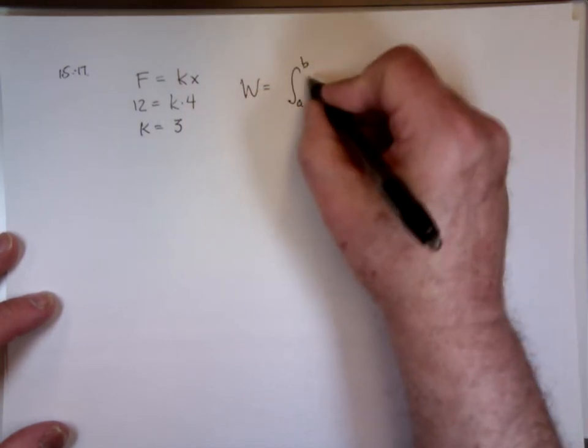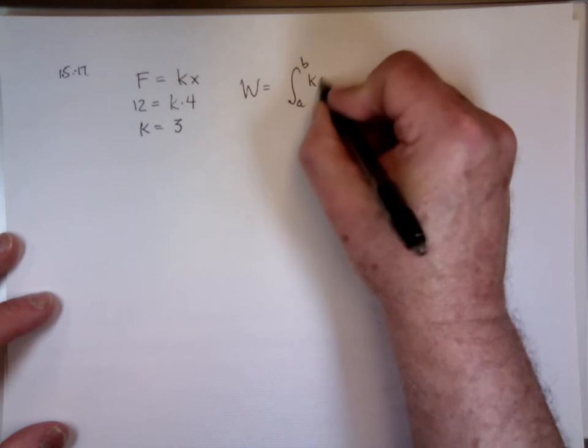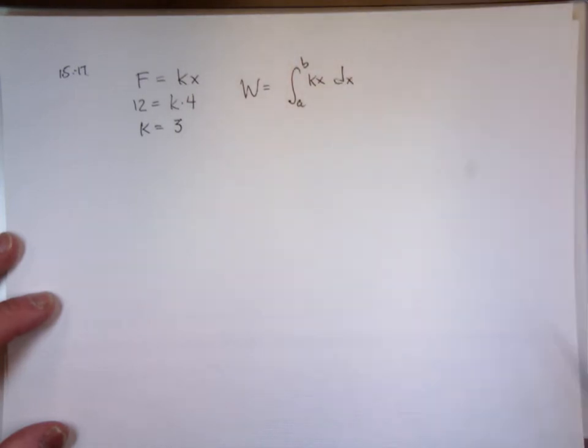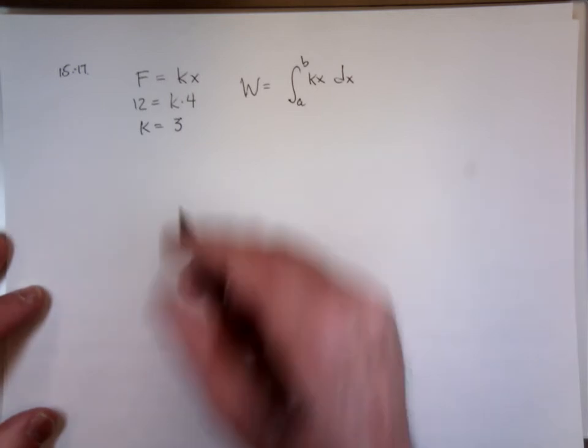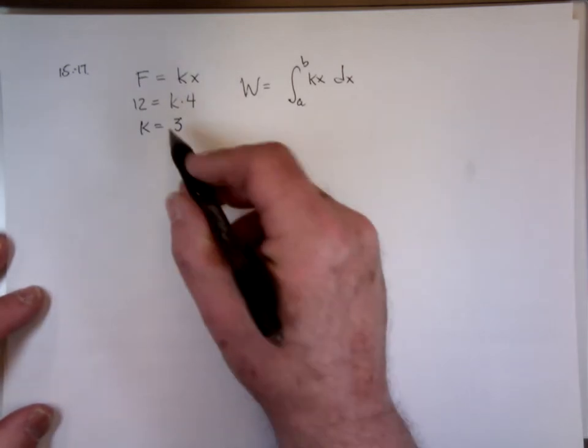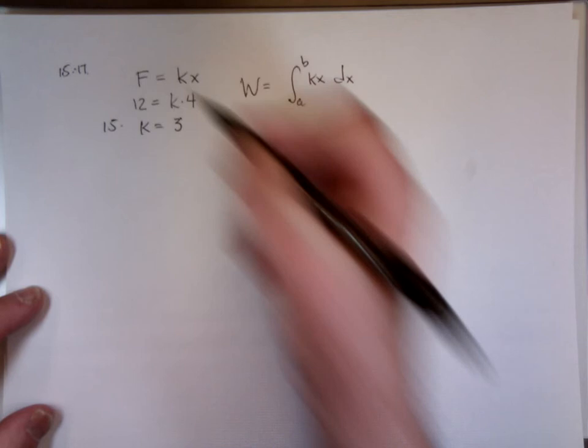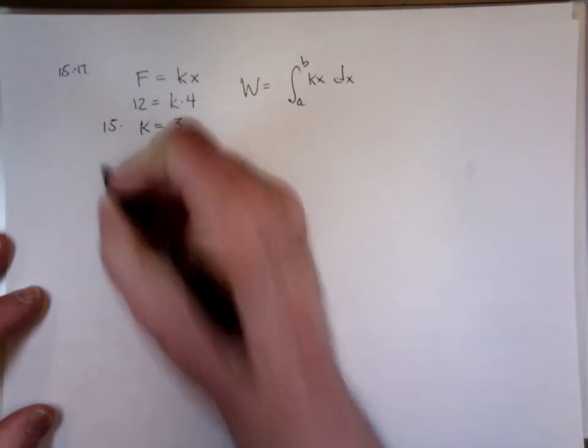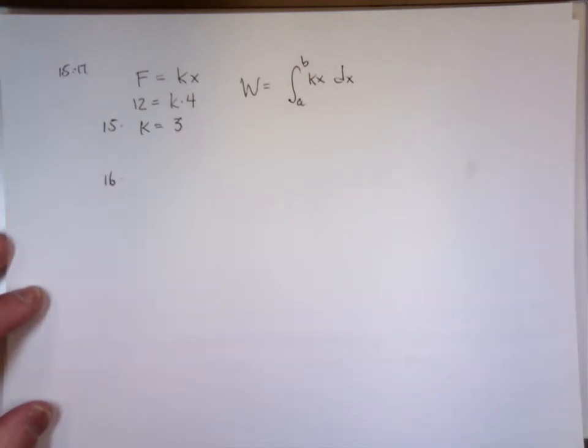So is this still for 8, for 6, 5, 15? No. This is 15 through 17. This is work done by a spring. So that's like 16. Yeah, 15 is find K, that's what we just did there. 16 is find the integral that gives the work in stretching an additional 2 feet.